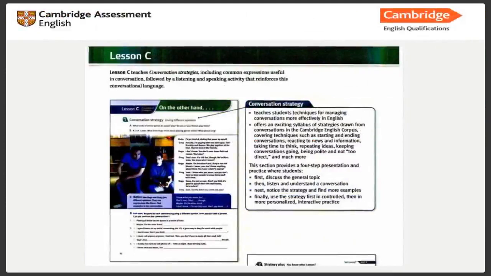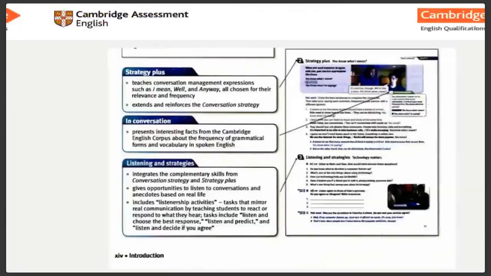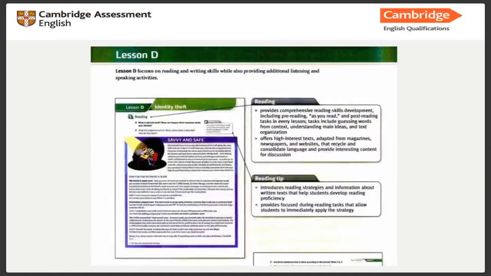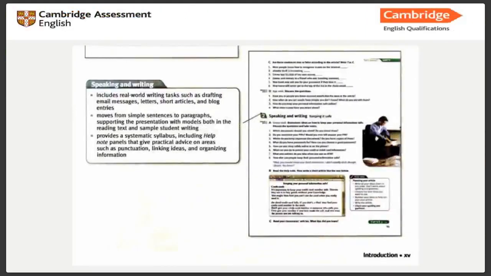Lesson C teaches conversation strategies, followed by a listening and speaking activity that reinforces conversational language. The key components are conversation strategy, strategy plus, in conversation, and listening and strategies. The last lesson of each unit, Lesson D, focuses on reading and writing skills.